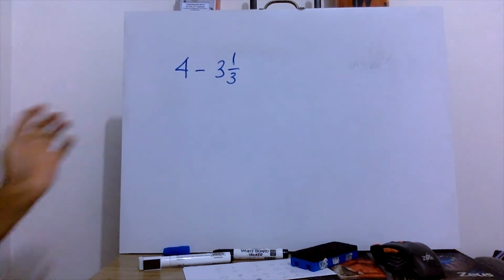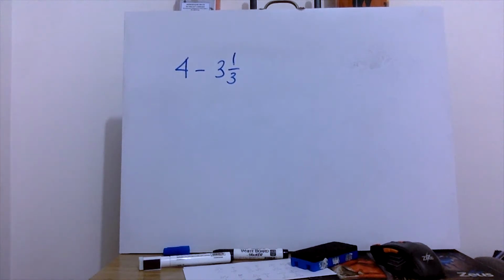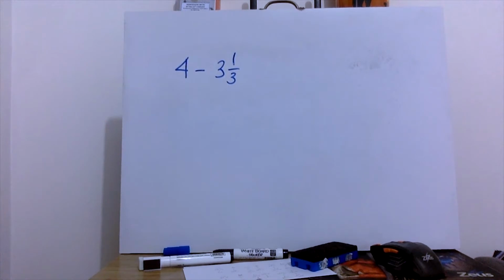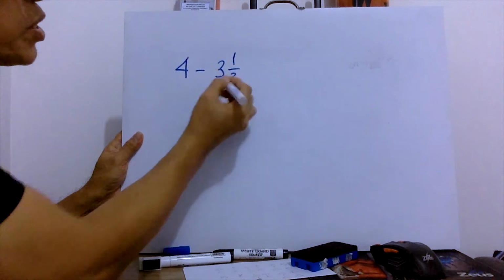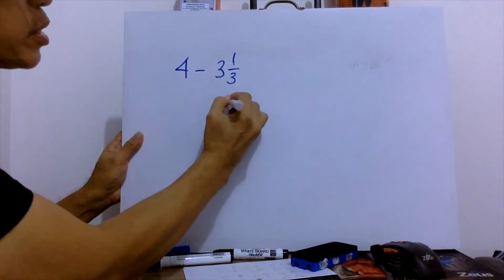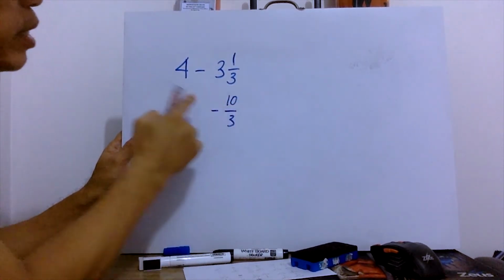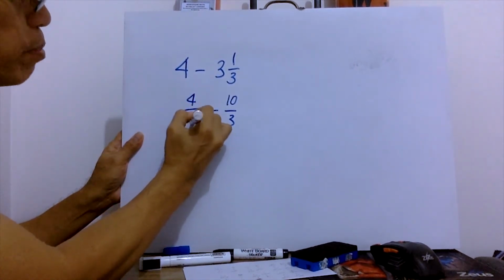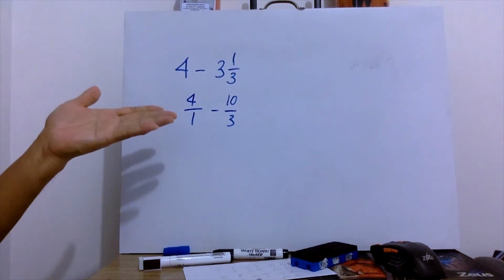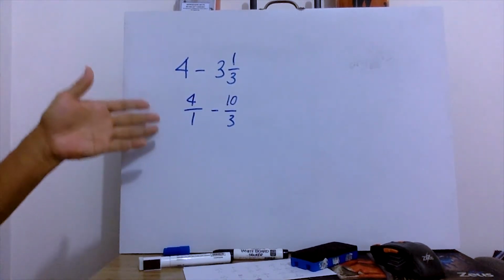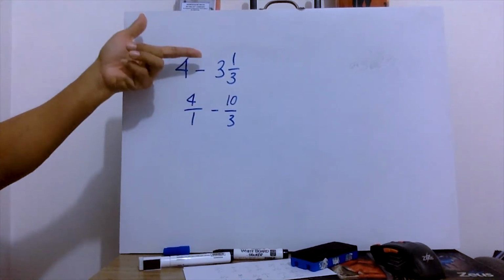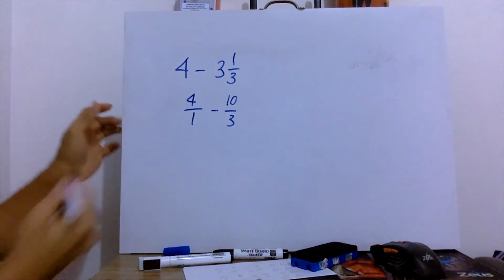Okay. Like what we did before, we change this to improper fraction. Okay? That's only one way, you know? Okay, so 3 times 3 is 9 plus 1, that's 10, or 10 over 3. And then how do we make this 4 a fraction? Just divide it by 1. Simple as that. So 4 and 4 over 1 are just the same. Okay, now this one is 3 times 3, 9 plus 1, 10. So 10 over 3.